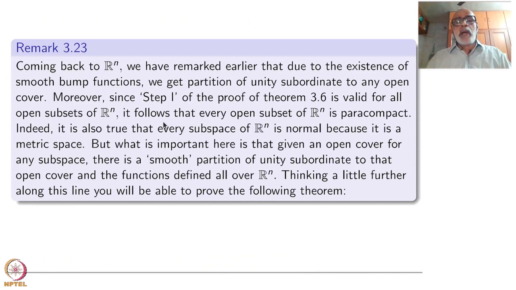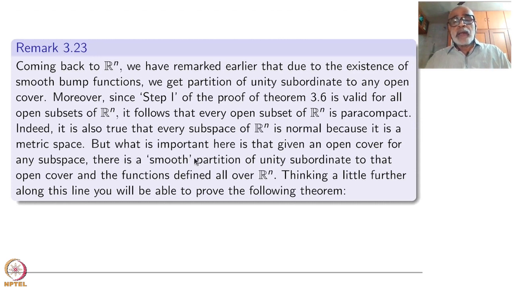So coming back to Rn, we have remarked earlier that due to the existence of some smooth functions, we get partitions of unity subordinate to an open cover. Moreover, since step 1 of the proof of 3.6 is valid for all open subsets of Rn, it follows that every open subset of Rn is paracompact. Indeed, it is also true that every subspace of Rn is normal because it is a metric space.